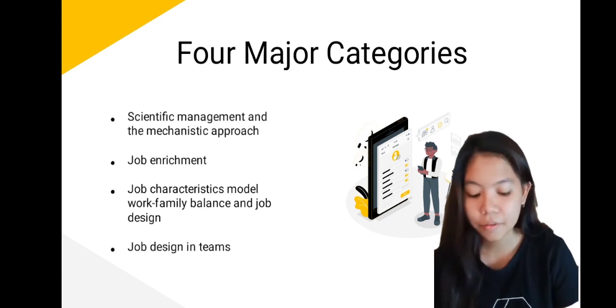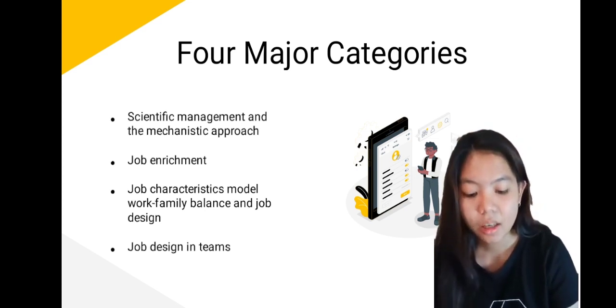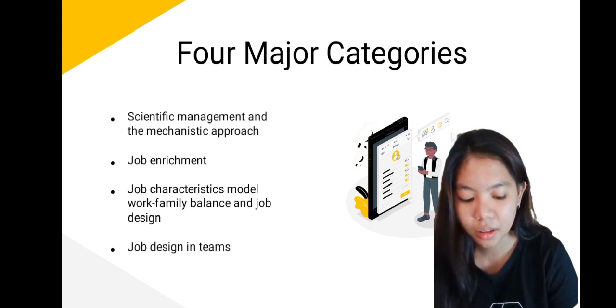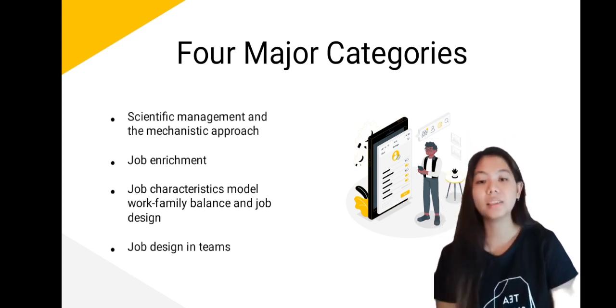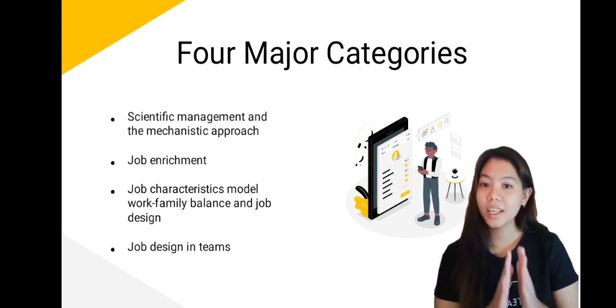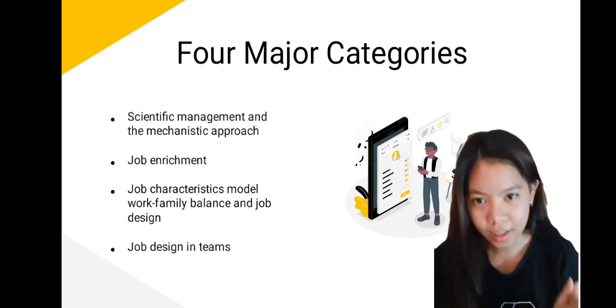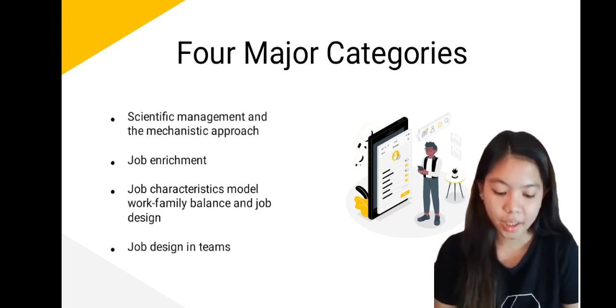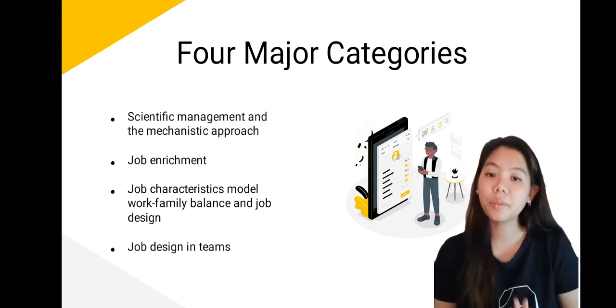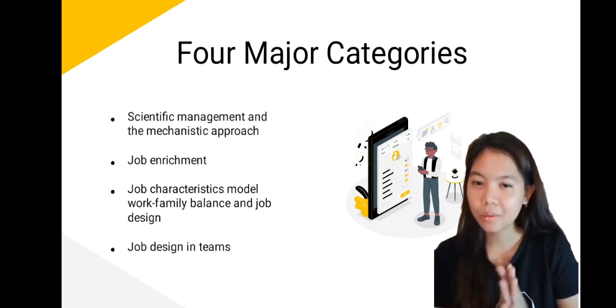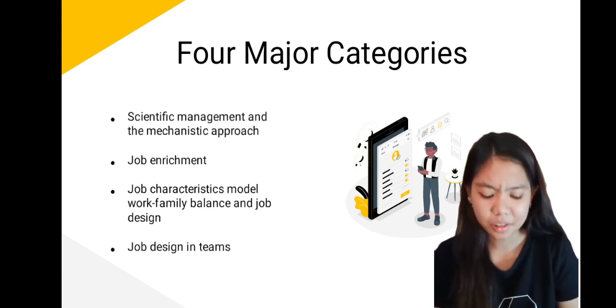Next is work-family balance and job design. Organizations give more attention to employees who have to balance their work and family matters. An example of this is a single parent. Kailangan niyang hatiin ang kanyang oras sa kanyang trabaho at sa pag-aalaga ng kanyang anak. Job sharing. It consists of 2 or more employees na naghahati sa isang work para mas mapadali ito.